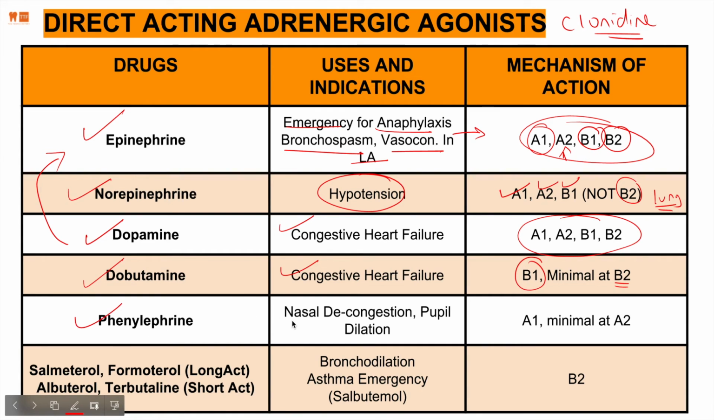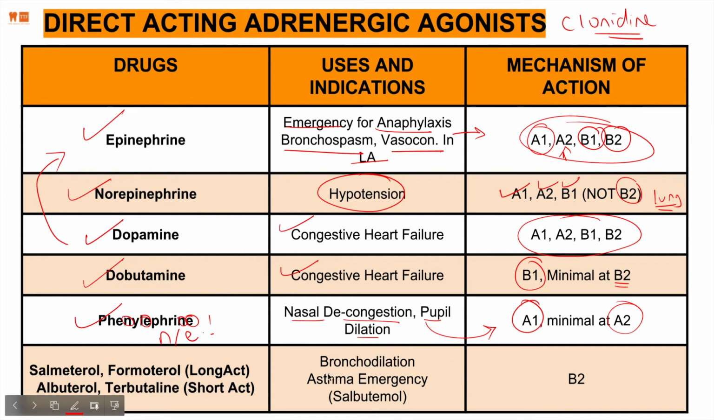Phenylephrine. Phenylephrine is used in decongestion of the nose and pupil dilation. So eyes and nose, right? Eyes and nose. Eyes and nose. N and E. Just a visual learner, guys. I know all of them have it, but this way it's easier to remember. Alpha 1, minimal alpha 2. Why? Because alpha 1 has to do with eyes, mydriasis, remember? That's the way to remember, you guys.